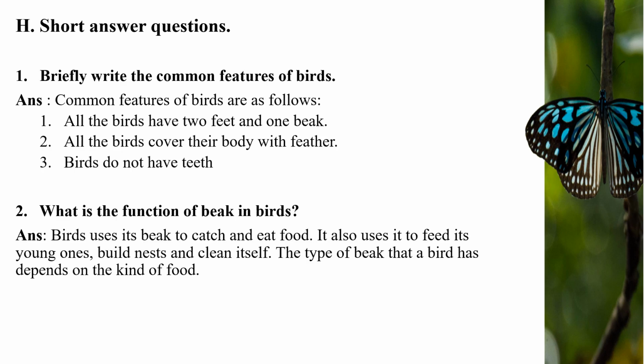Short answer questions. First question, briefly write the common features of birds. Answer, common features of birds are as follows. First, all the birds have 2 feet and one beak. Second, all the birds cover their body with feathers. Third, birds do not have teeth.